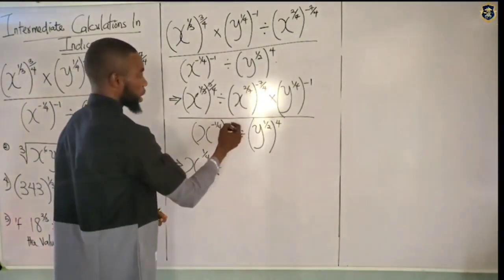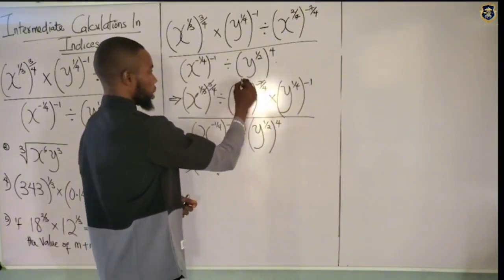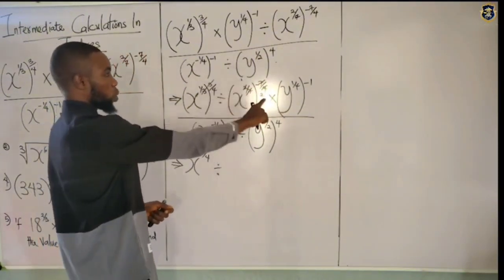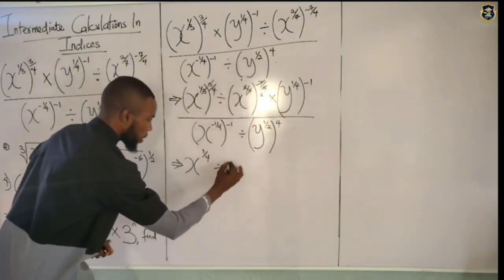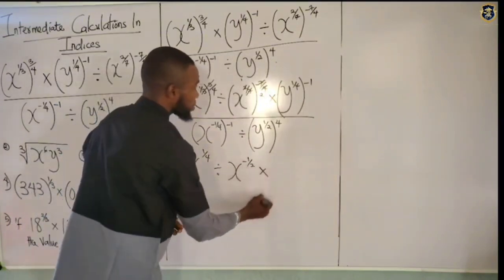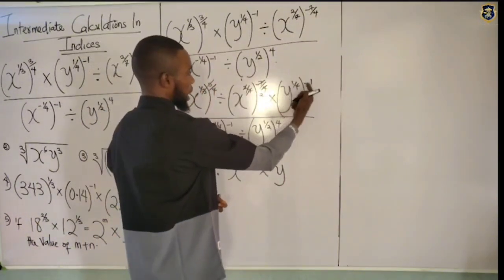Divide by, in this case, I can say 7, we take out 7. There's a minus here, remember. And 2 here is 1, 2 here will be 2. So in this case, we are left with x raised to the power of minus 1 over 2, because they are all cancelling now. Times y. Look at this. What do we have? We have 1 over 4 times minus 1.